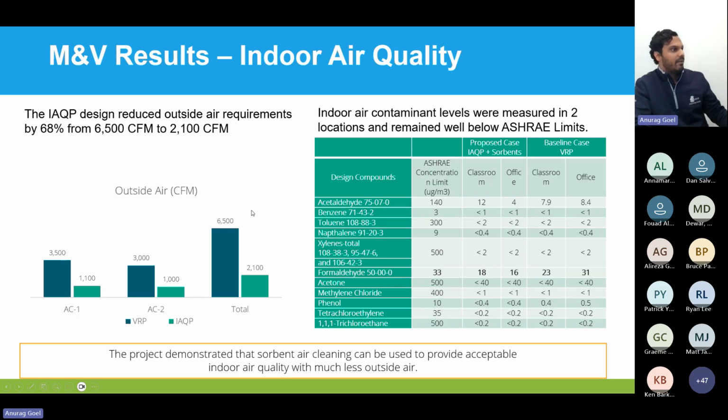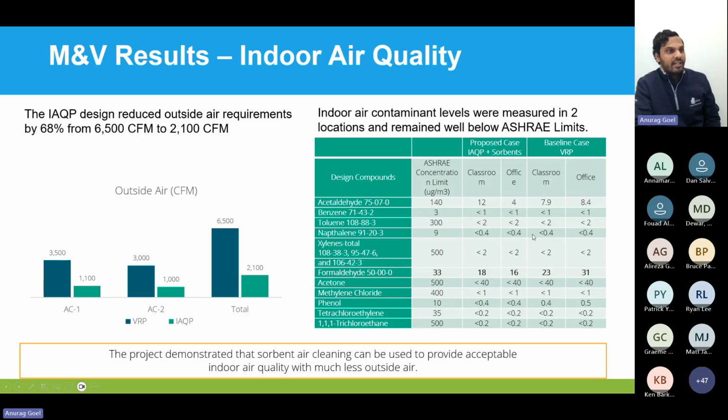So at Robinson Hall, we were able to work with a balancing contractor to rebalance the outdoor air requirements of the two air handling units. So the baseline of the VRP outdoor air requirement was 3,000 to 3,500 CFM for each of the air handling units. And then we were able to reset the outdoor air damper to a lower minimum using, obviously, a balancing practice. And we were able to rebalance that so that the new IAQP outdoor airflow rate was set to about 1,000 CFM of outdoor air.